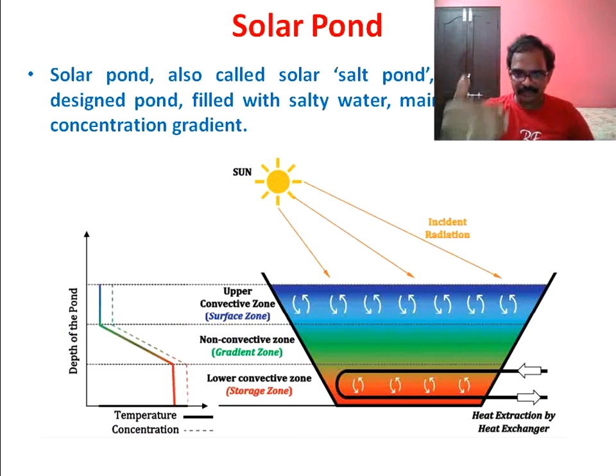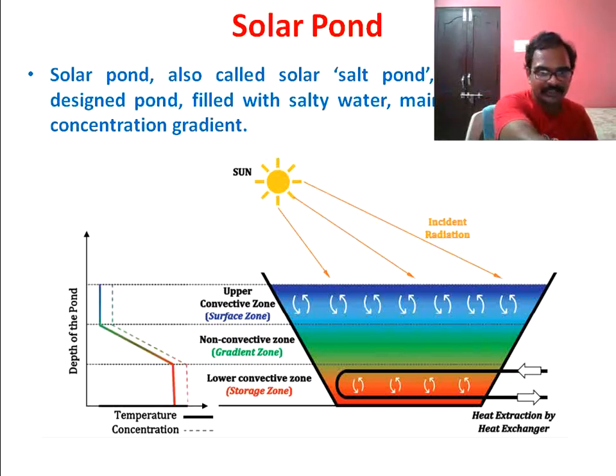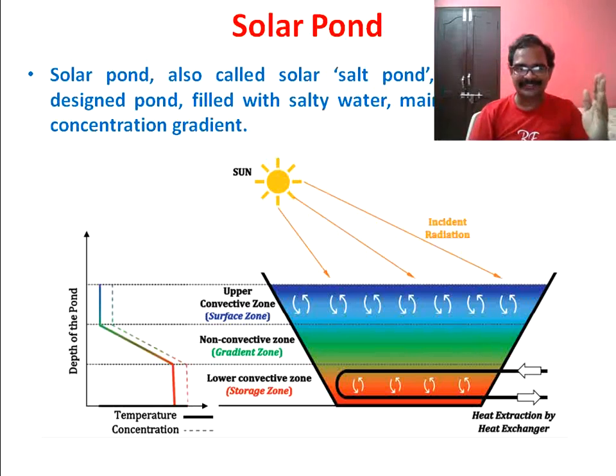Now it consists of 3 zones. As I already told you, this pond consists of 3 zones. The upper zone is called the upper convective zone or the surface zone, and the bottom zone is called the lower convective zone or the storage zone. And in between these upper and lower convective zones, we have a non-convective zone or a gradient zone. Right? So now what happens to the lower zone? As you can see in the diagram, the depth of the pond is on the y-axis, and the temperature and concentration on the x-axis. Concentration means salt content. That dashed line is called the concentration line, the salt content line, and the solid line is called the temperature line.